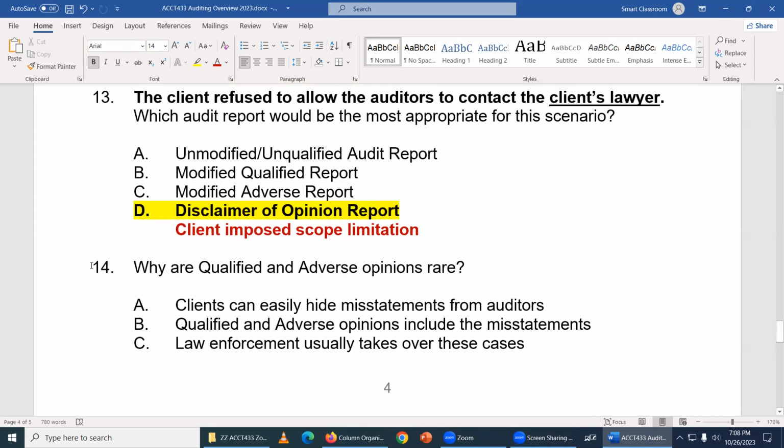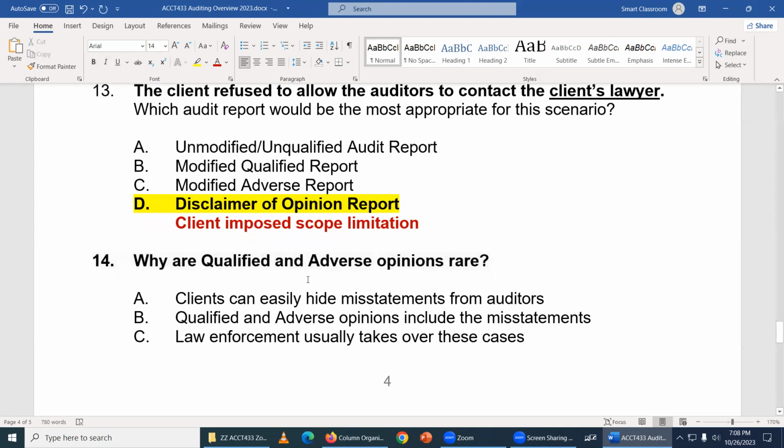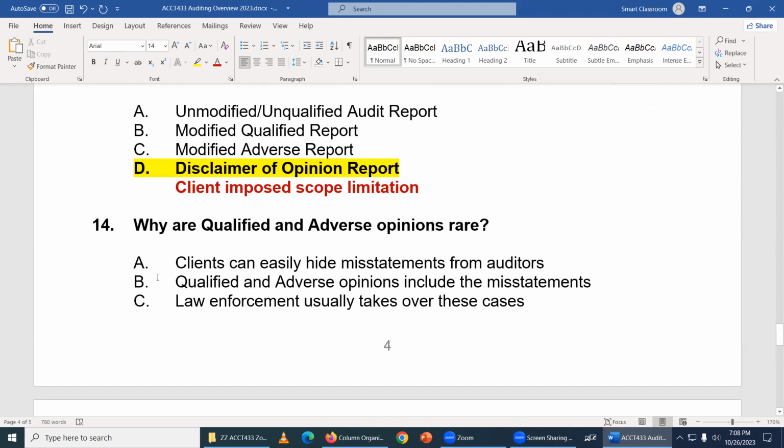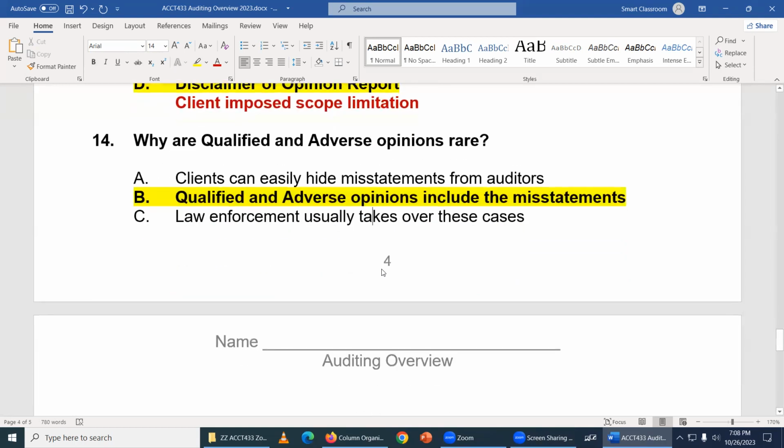Okay. Why are qualified and adverse opinions rare? Yeah, they're rare because the qualified and adverse opinions include the misstatements. It isn't like no one's going to know that they have overstated their income or whatever. It'll be right there in the audit report. Okay, so you can submit that one in Blackboard.